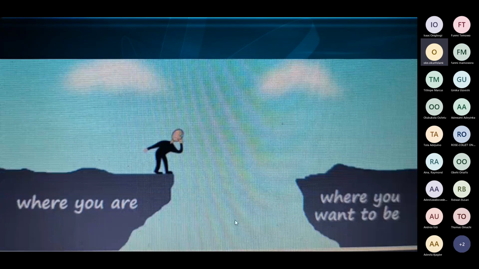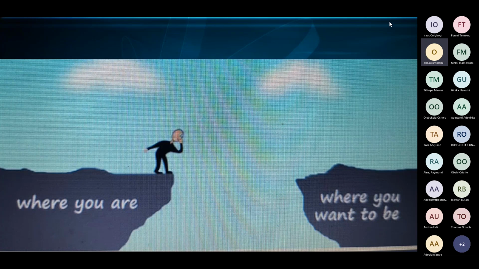Right, so this is just a visual illustration of what the gap analysis is. You can see on the image in front of you, you've got where you are and where you want to be, and there is a wide gap. So you can imagine, if it were in the movies, that at the bottom of that gap there'll probably be a river and rocks and all that, right? I'm just trying for us to visualize it.